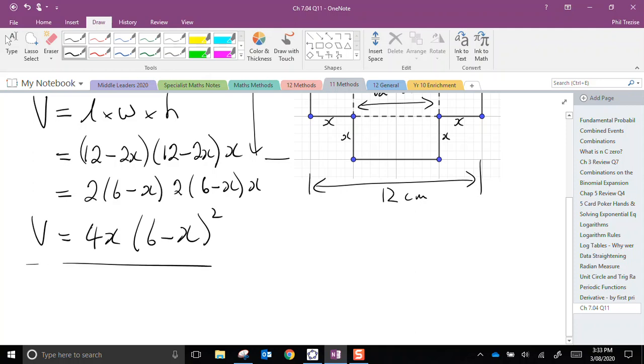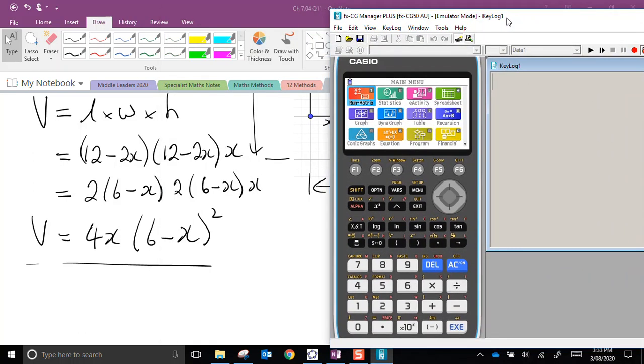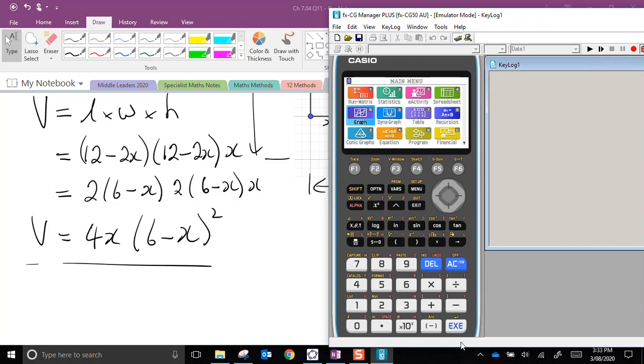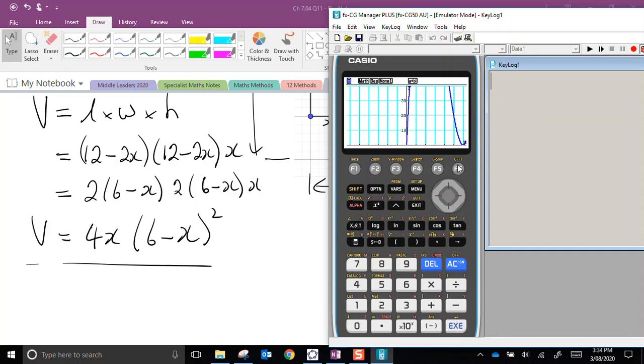What a lovely formula. Now, I think I would like to get my graphing calculator going and see if I can draw this graph and get an idea of what that looks like. Just find where I keep my calculator app. Here it comes. So that's going to cover up half my beautiful picture, isn't it? There we go. I'll just move it to the side. So I'll go onto the graphing app, and I want the formula 4x(6 take x) squared.